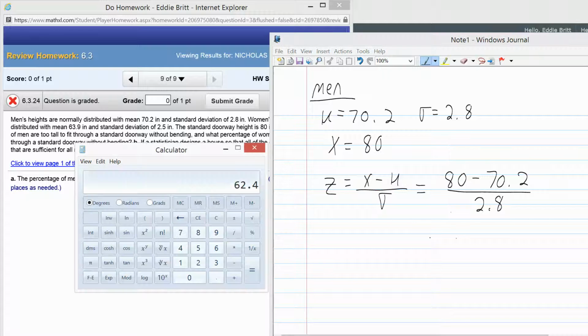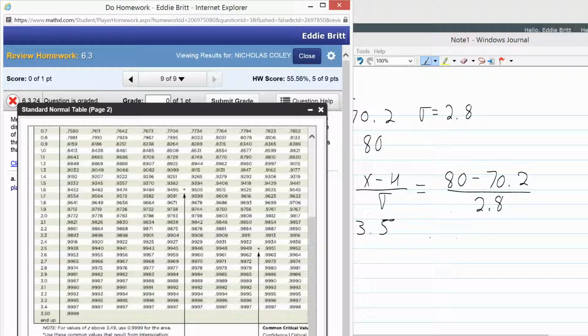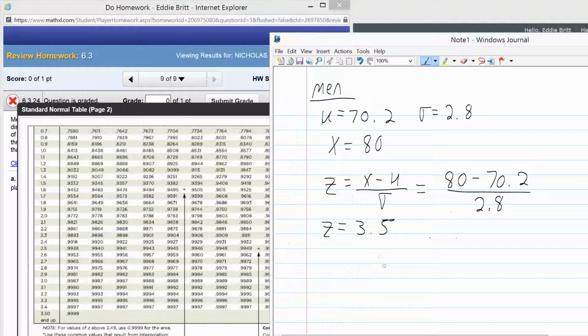Alright, and my calculator, 80 minus 70.2 divided by 2.8. Alright, so they would have to be above 3.5 standard deviations. Right, so z equals 3.5. So if we look at our table for a z-score of 3.5 and we want to know greater than 3.5, if you look up 3.5 in the table, you actually get a value of 0.9999. We're looking for greater than that.